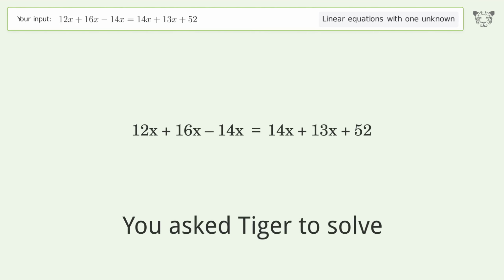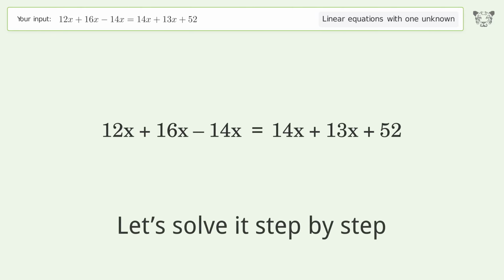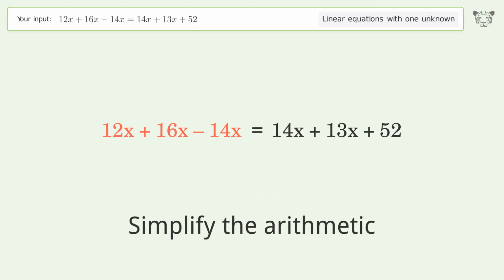You ask Tiger to solve. This deals with linear equations with one unknown. The final result is x equals -4. Let's solve it step by step. Simplify the expression. Simplify the arithmetic.